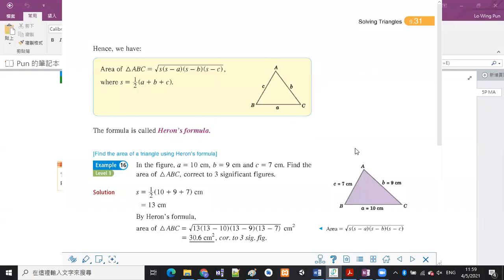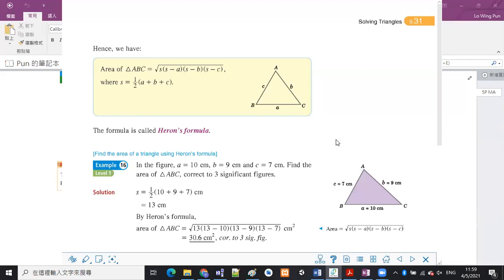So let's turn to page 9.31. Page 9.31 of the textbook, chapter 9. Last week we learned the sine formula and cosine formula to find angles and lengths in a triangle. And yesterday we learned a new formula to find the area of a triangle.